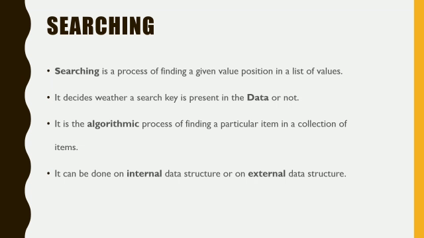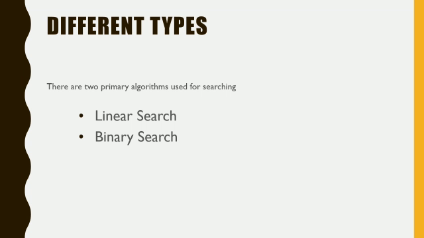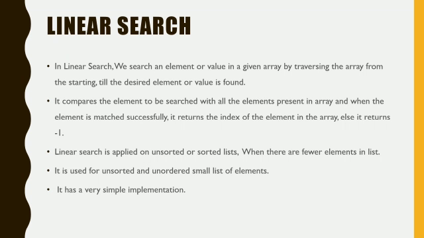It decides whether the search key or item is actually present in the list or not. It is the algorithmic process of finding a particular item in a collection of items, and it can be done on internal data structure or on external data structure. There are two types of searching. First is linear search and second is binary search. Now we will discuss both the searching techniques one by one. Firstly, we will see the linear search.